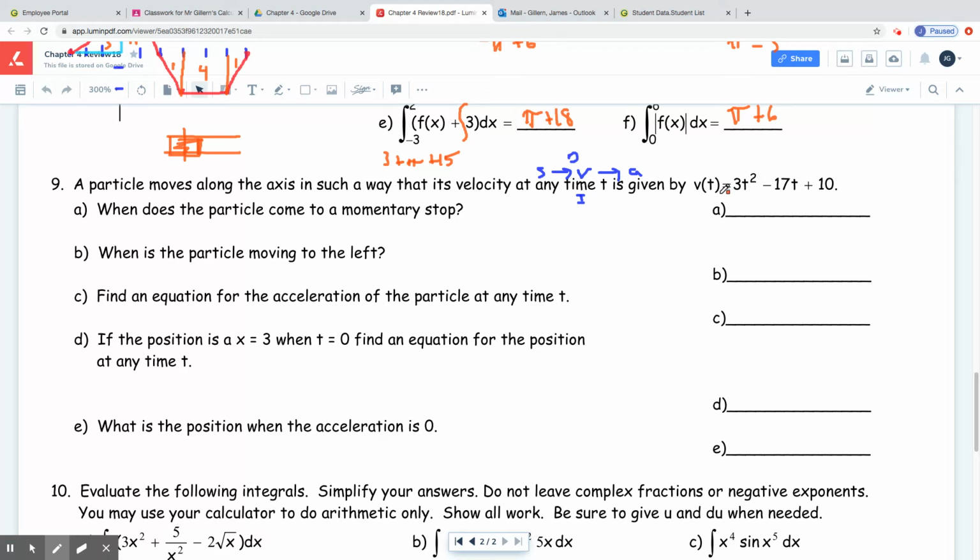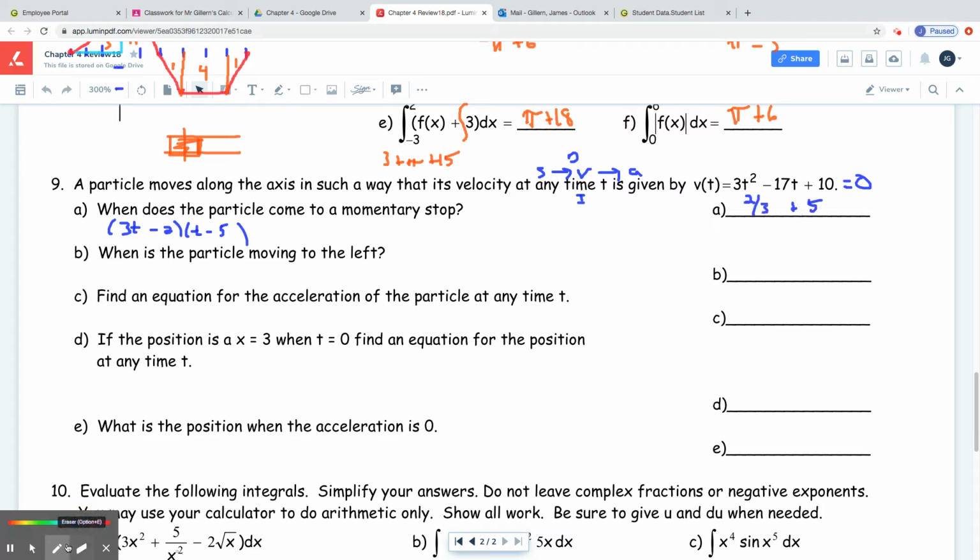Well, there's the velocity. It's when that equals 0. So you set this equation equal to 0. All right. So we need to factor this. You can use your calculator for this section if you like. You could do menu 333. But hopefully you can factor this as well to 3t minus 2, t minus 5. Which means when does it come to a stop? It comes to a stop at 2/3 of a second and 5 seconds.